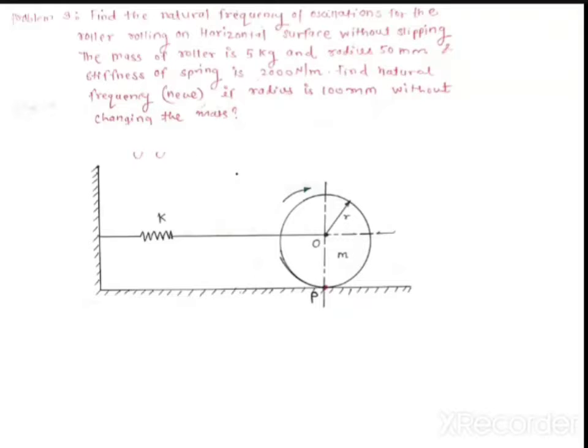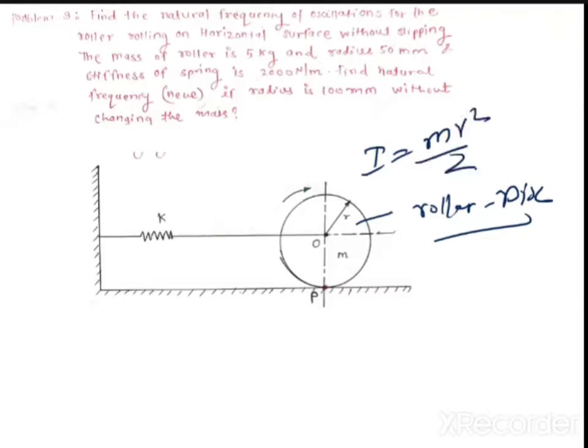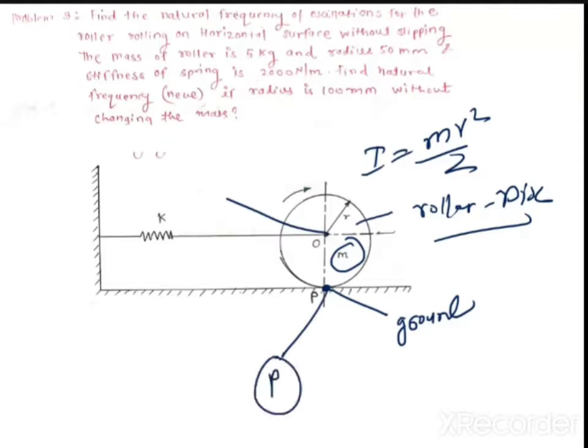Here it is very important that this is nothing but a roller, that is, a circular disc, so I will take small m r squared by 2. It is given as small m. But it is very important that this roller is rolling on the ground. So the contact point is P, which means the instantaneous center is not O. The instantaneous center is P.